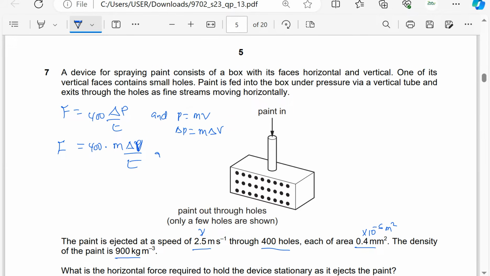I want you to also remember that mass is equal to density times volume. This was small v for velocity. This is capital V.